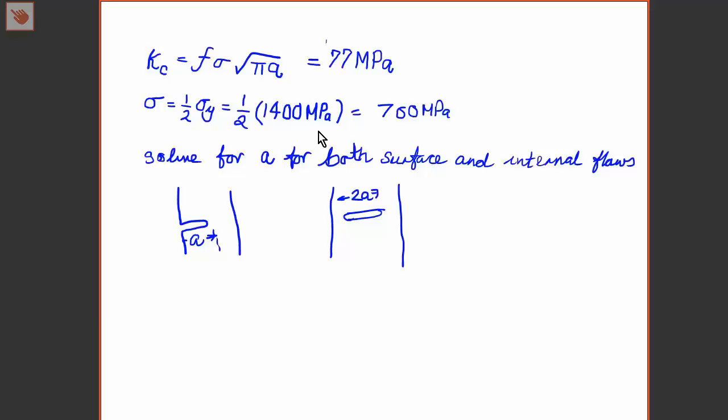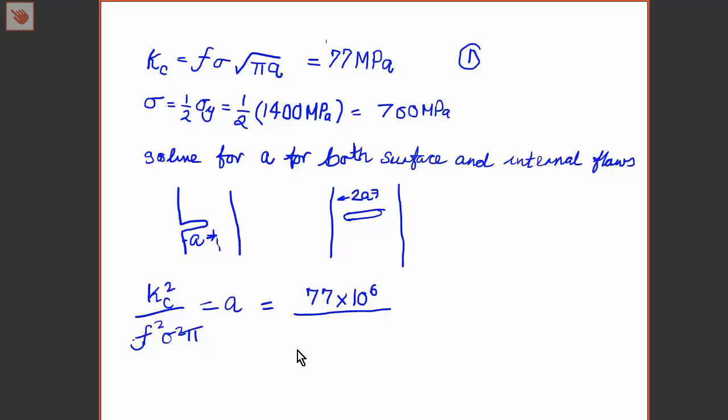Okay, so first of all, we can rearrange equation 1 to find a. So what do we get? Kc squared divided by F squared sigma squared, divided by pi, is equal to a. I just squared both sides and rearranged for a. In such case, we can plug in the numbers. 77 times 10 to the 6, divided by F, which in this case is equal to 1, sigma, which is 700.